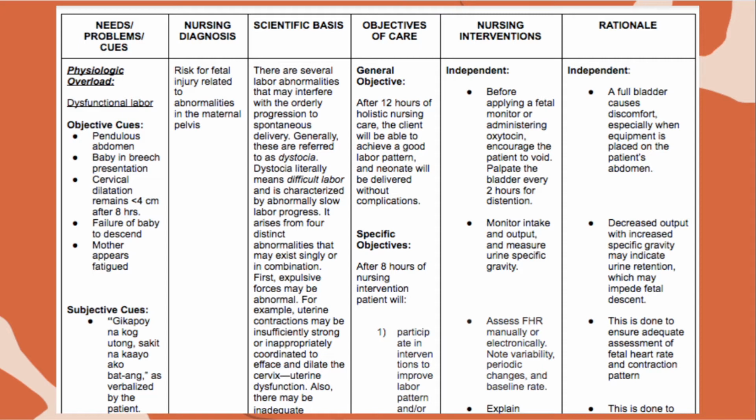Next, monitor intake and output, and measure urine-specific gravity. The rationale being, decreased output with increased specific gravity may indicate urine retention, which may impede fetal descent. Next, assess fetal heart rate manually or electronically. Note variability, periodic changes, and baseline rate. This is done to ensure adequate assessment of fetal heart rate and contraction pattern.